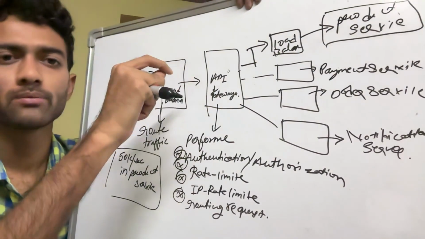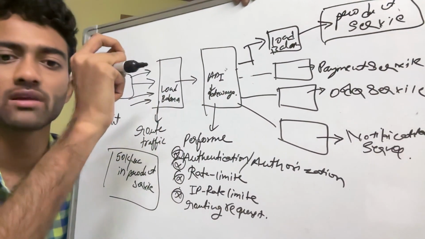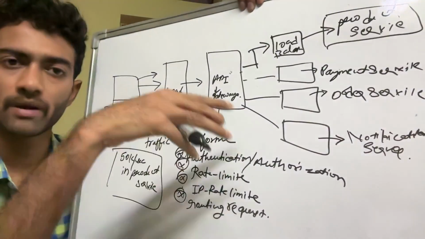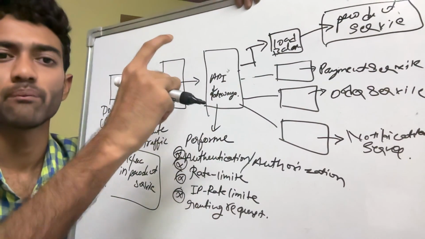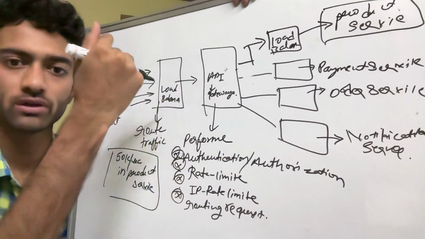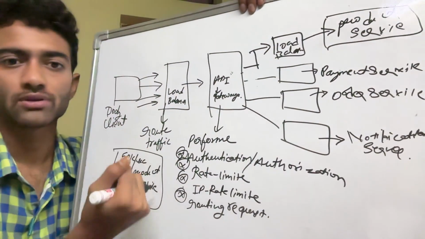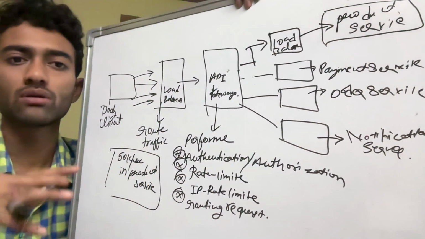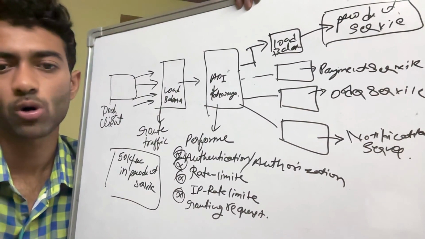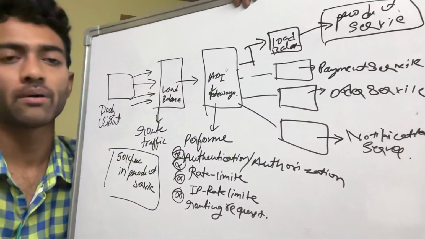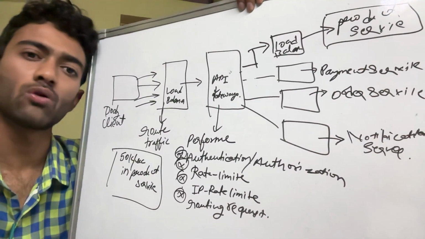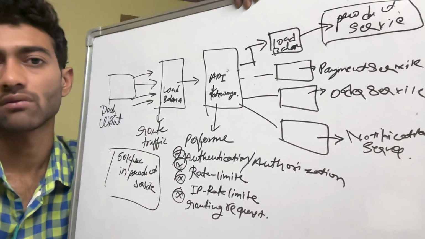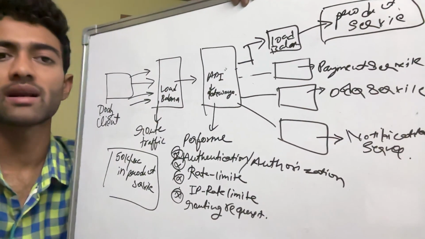An API gateway can also perform many large scale operations, but we mainly use the API gateway to offload operations from the main server. For example, if we do not use an API gateway and we directly route the traffic from the load balancer to the exact services, the first problem is this.